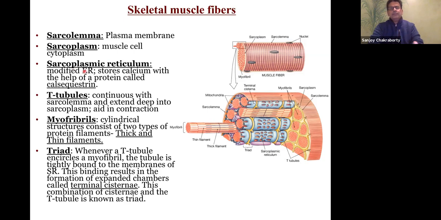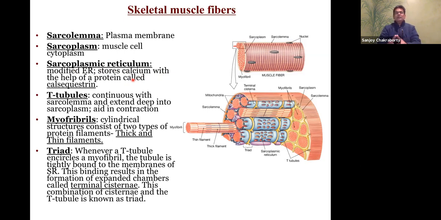So they are basically modified ER. Their main job is to store calcium ions. Now remember, do not forget this. Calcium ion is required for muscle contraction, skeletal and cardiac. We are talking about only skeletal right now. Without calcium ion, skeletal muscle cannot contract. So we need calcium ion, and calcium ion needs a storage. That's the reservoir. So the sarcoplasmic reticulum, which is modified ER, actually stores calcium ions.